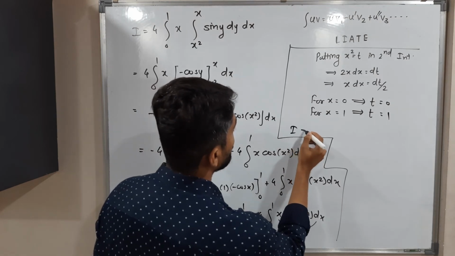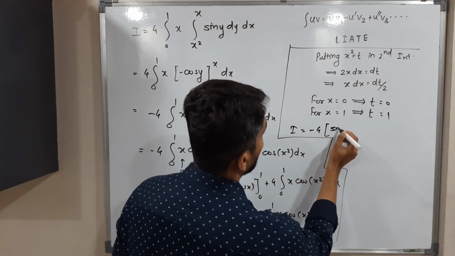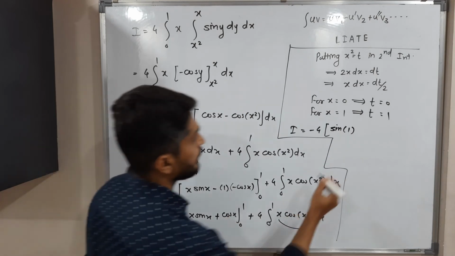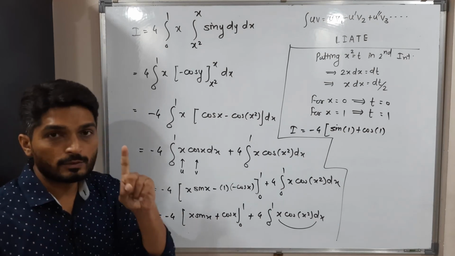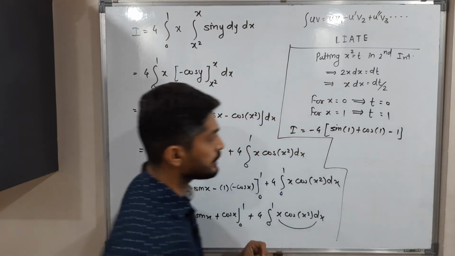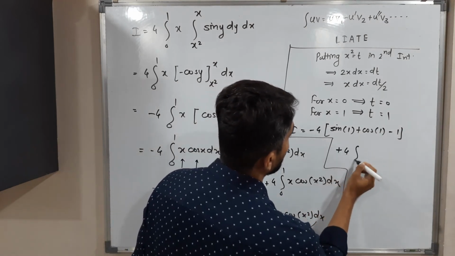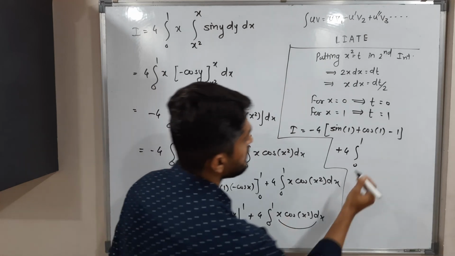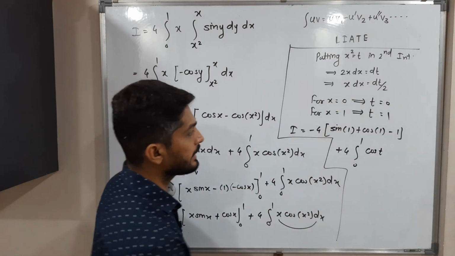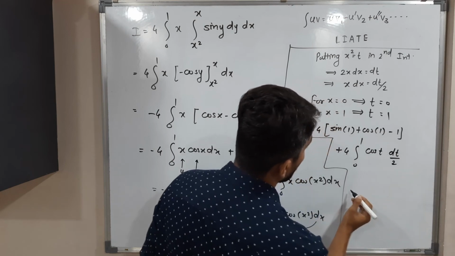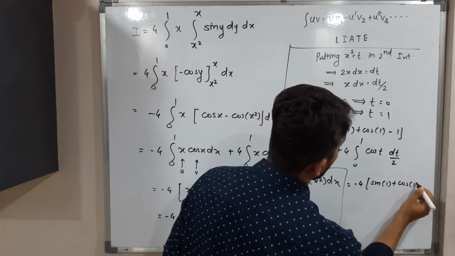So I is equal to minus 4. Let us put 1 here, so sin 1 I should write. We don't know the value of sin 1, so let us copy as it is. Cos 1, plus cos 1. If I put 0, sin 0 is 0, you know, and cos 0 is 1, so that's why minus 1. Since when you put the lower limit, we always write a minus sign there, no? So that minus came there. So this plus 4 integration, new limits 0 to 1, cos t, and x dx should be replaced by dt by 2. So this is equal to minus 4 sin 1 plus cos 1 minus 1.